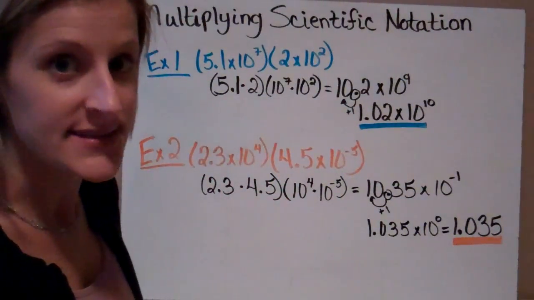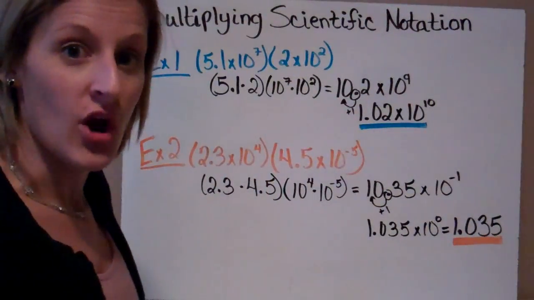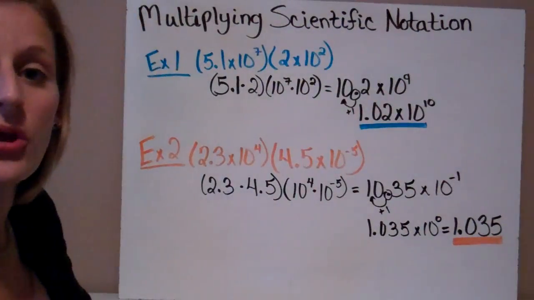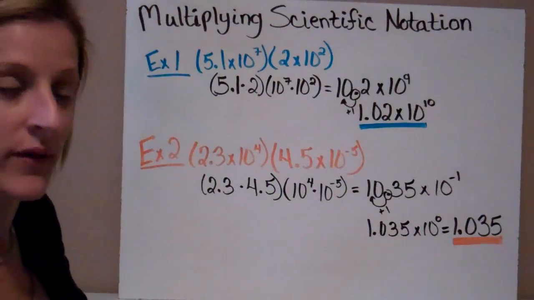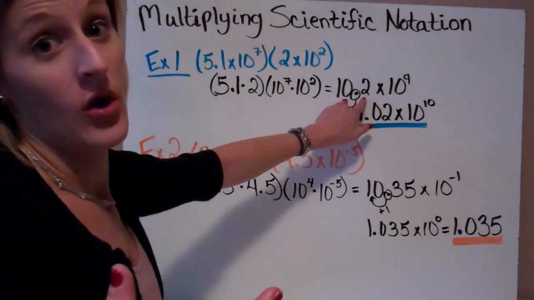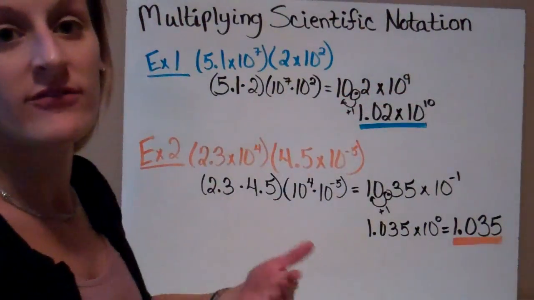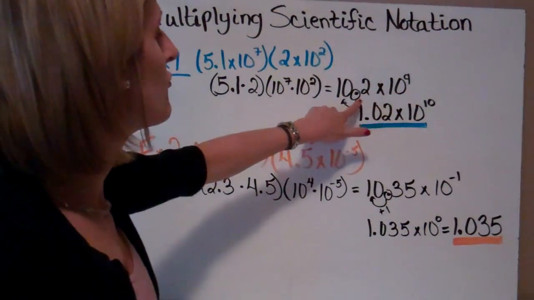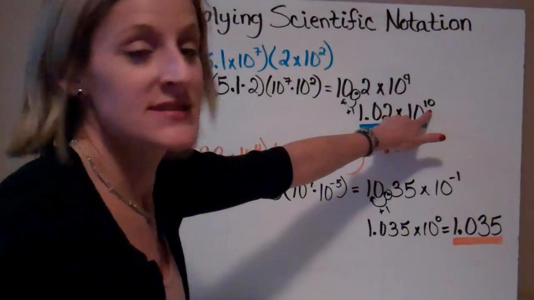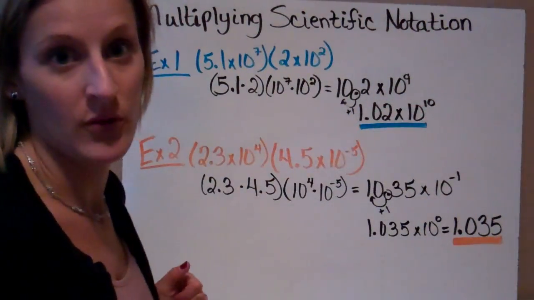That is not in scientific notation because I have two counting numbers in front of my decimal. So I need to move my decimal once to put it between the 1 and the 0, going left. Now, since this number is bigger than 1, I'm going to add to my exponent however many spaces I move. So I move one spot, so I'm adding 1. So instead of 9, it becomes 10. So I have 1.02 times 10 to the 10th power.